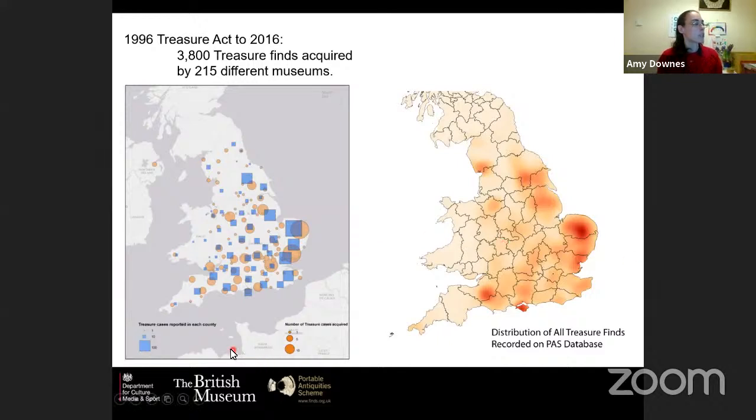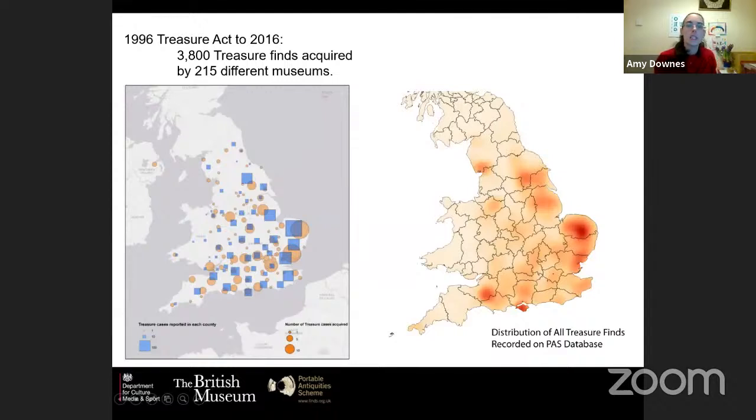So this map shows areas where a lot of treasure is found and areas where treasure is acquired. And you can see we don't get very many here. Most of the treasure finds I deal with actually come from Yorkshire or Lincolnshire, because my detectorists travel down there.